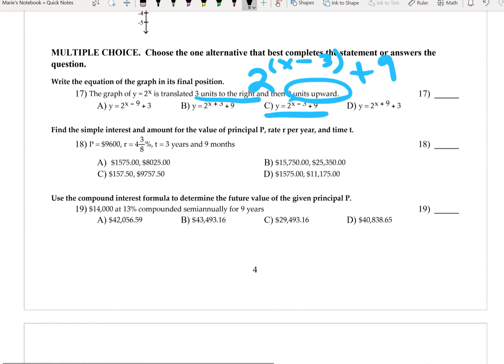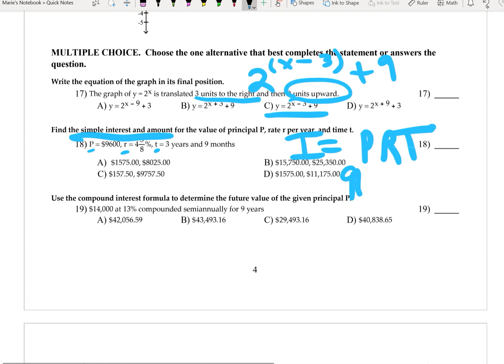Okay, for number 18, simple interest. Simple interest is I equals P times R times T. This is your P, this is your R, that's your T. You only have to change them to their respective values.